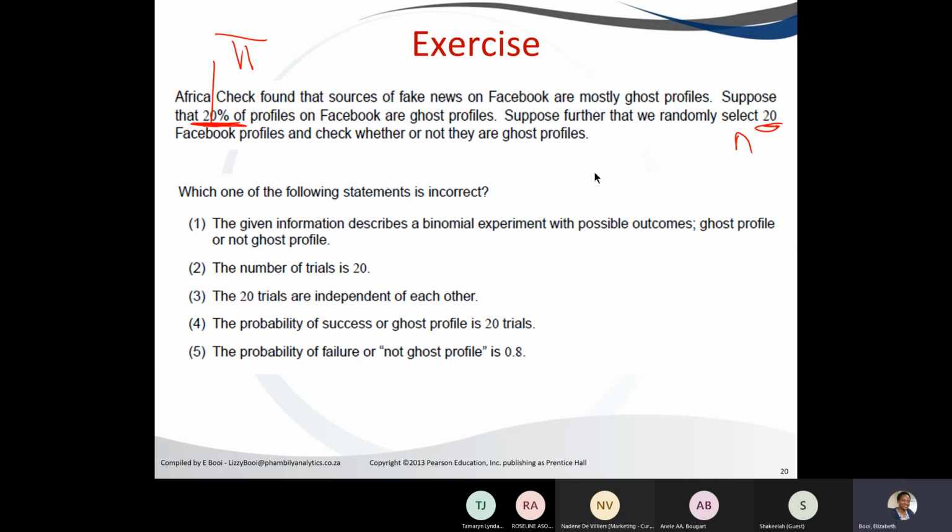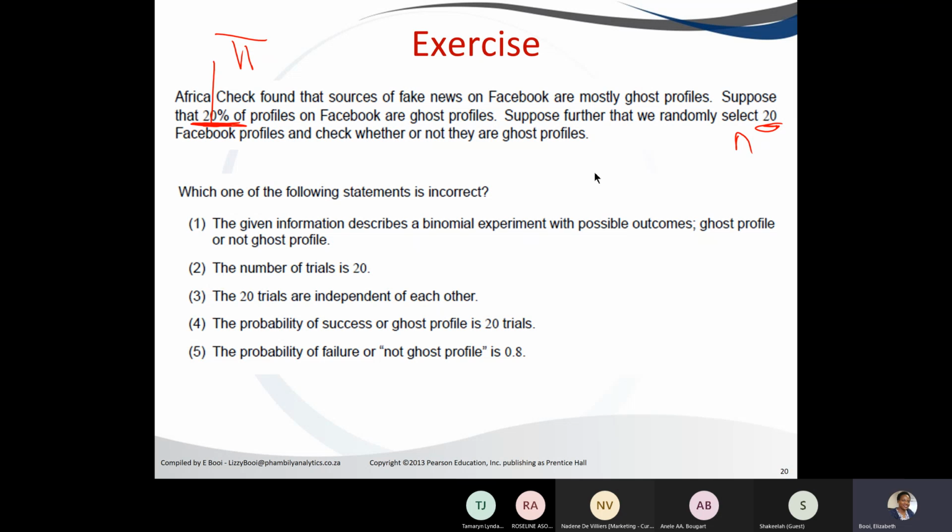So let's look at the first one. Given the information described, a binomial experiment with possible outcomes, ghost or not a ghost. That is a binomial property. As long as they tell you there are two outcomes, it will follow a binomial distribution pattern. The number of trials is 20. Yes, they told us that they randomly selected 20 Facebook profiles. The 20 trials are independent of each other. Yes, they have to be, because one does not depend on the other.